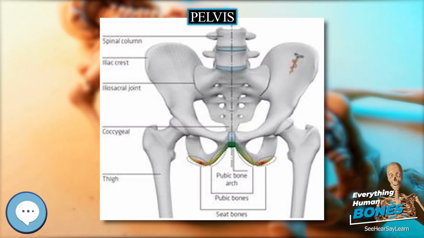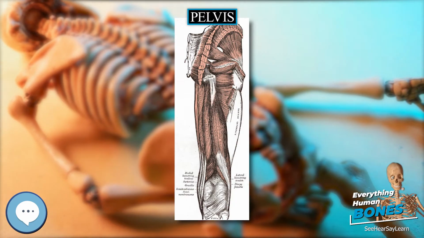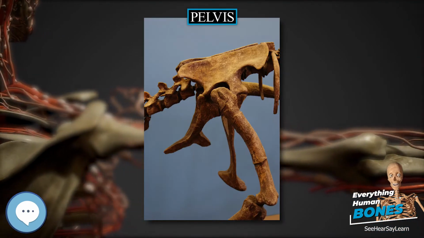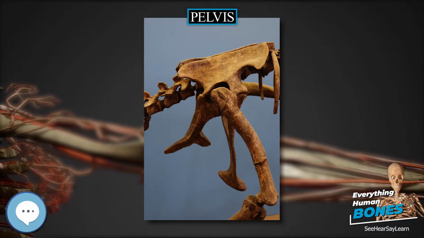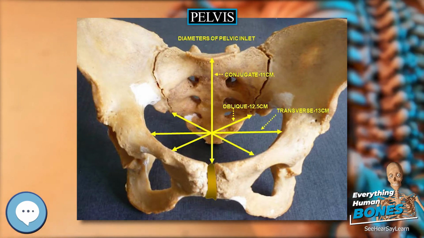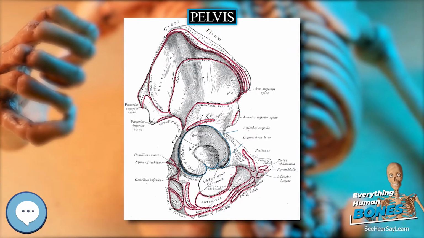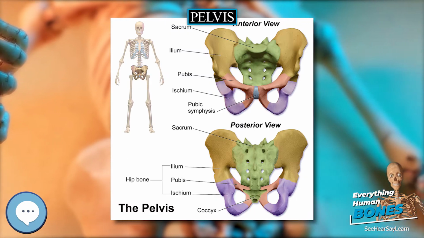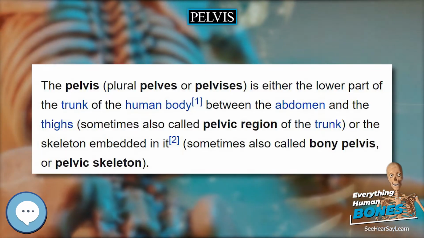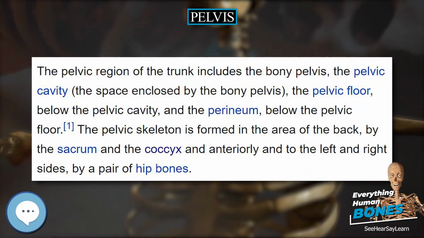Structure. The pelvic region of the trunk is the lower part of the trunk, between the abdomen and the thighs. It includes several structures: the bony pelvis, the pelvic cavity, the pelvic floor, and the perineum. The bony pelvis, or pelvic skeleton, is the part of the skeleton embedded in the pelvic region of the trunk. It is subdivided into the pelvic girdle and the pelvic spine. The pelvic girdle is composed of the appendicular hip bones, ilium, ischium, and pubis, oriented in a ring, and connects the pelvic region of the spine to the lower limbs. The pelvic spine consists of the sacrum and coccyx.